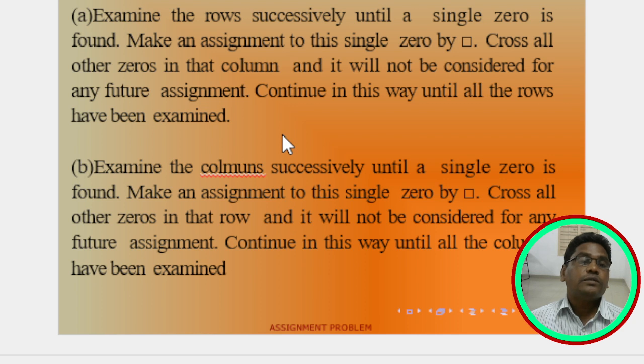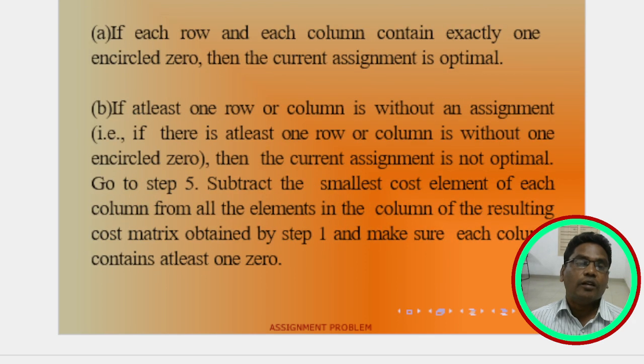Similarly, for columns, examine the columns successively until a single zero is found. Make an assignment to this single zero by circle or square, and cross all other zeros in that row, which will not be considered for any future assignment. Continue in this way until all the columns have been examined.